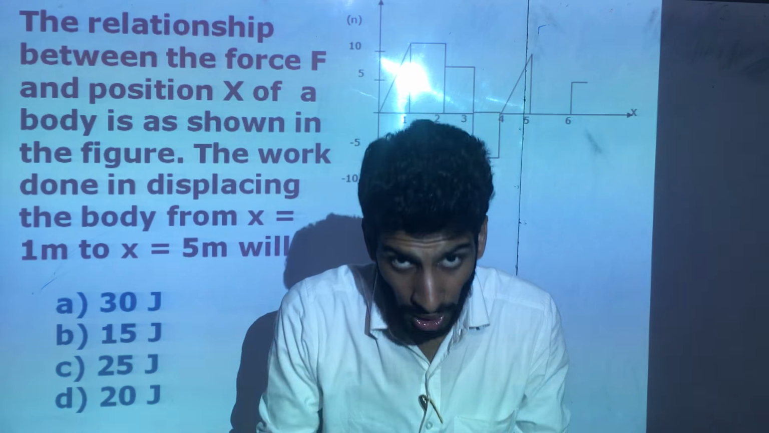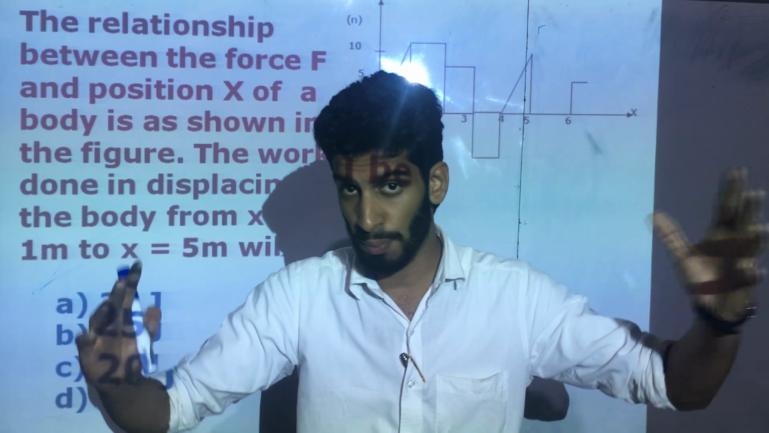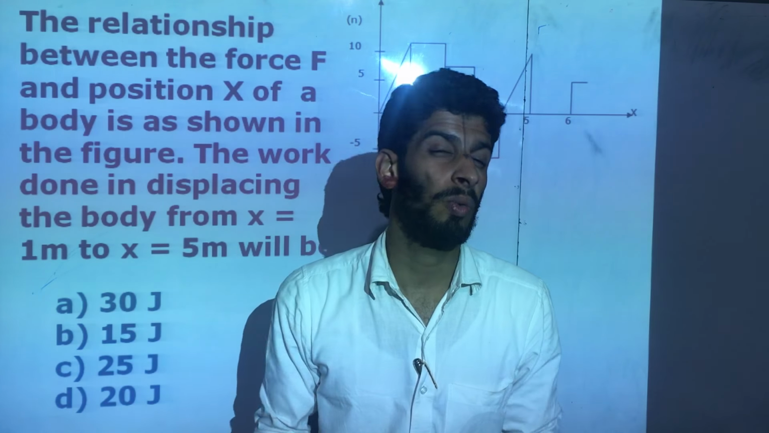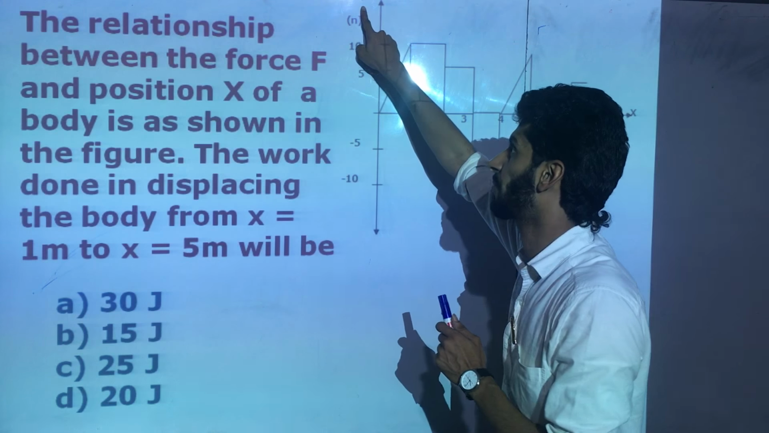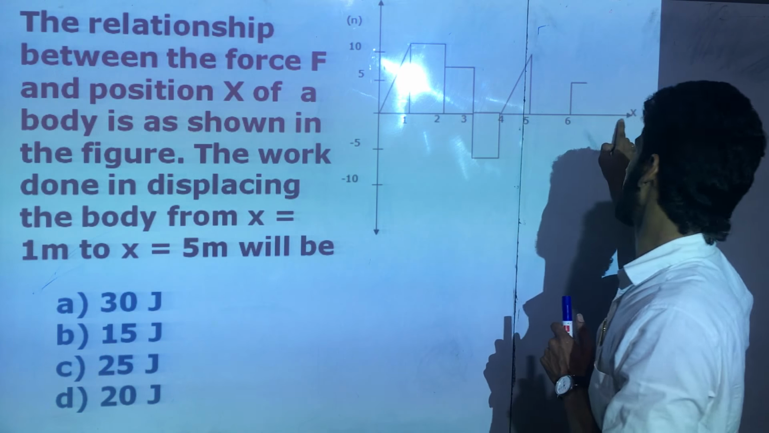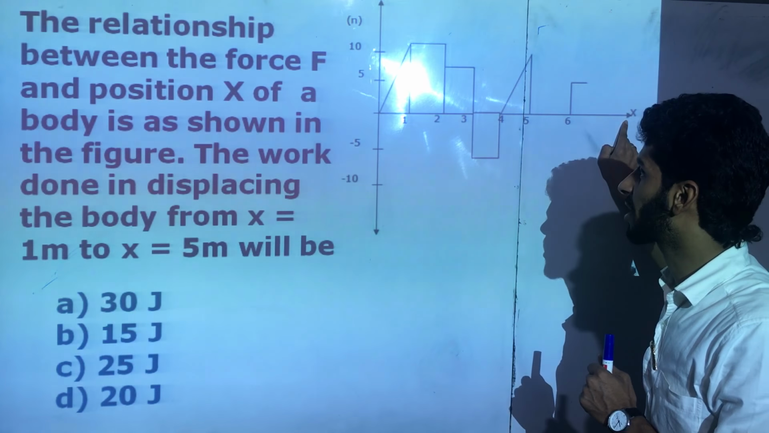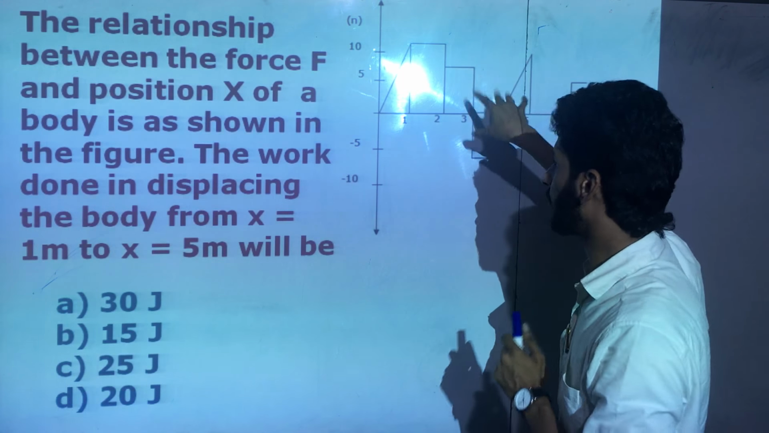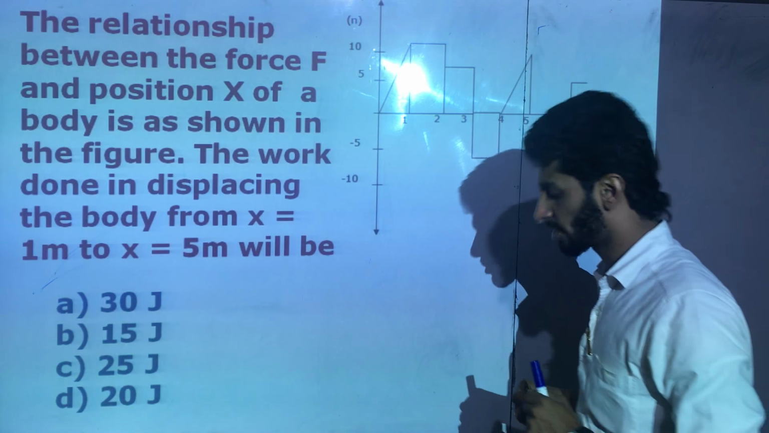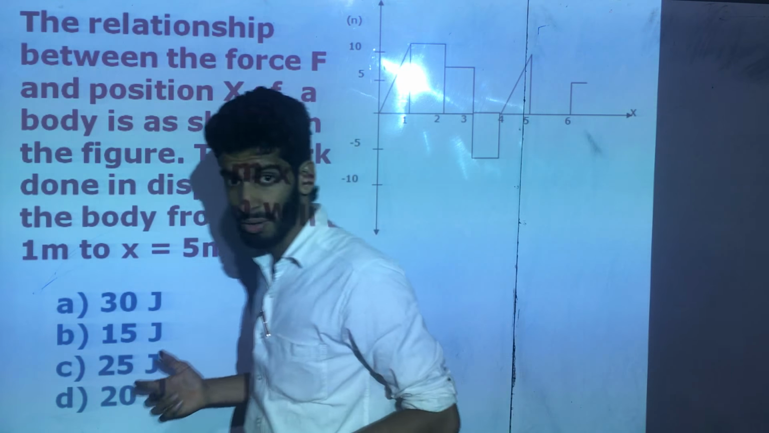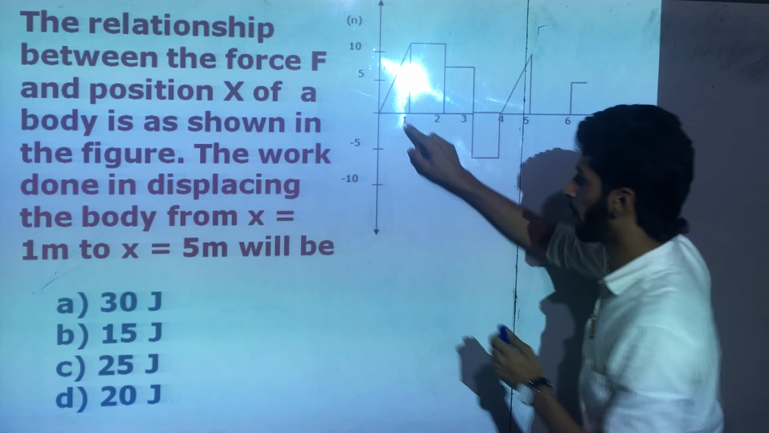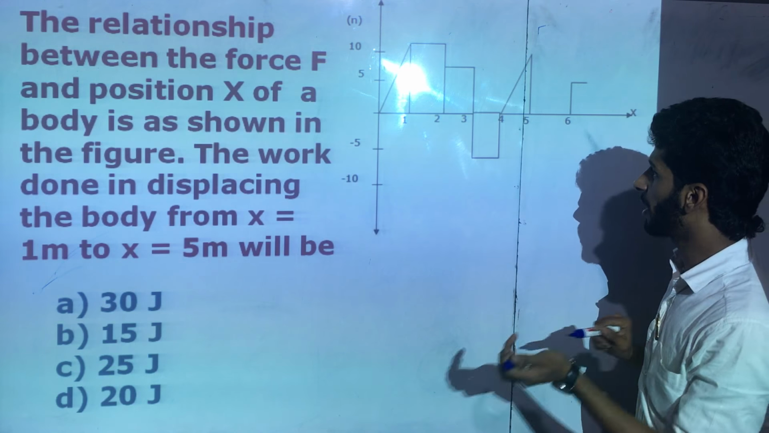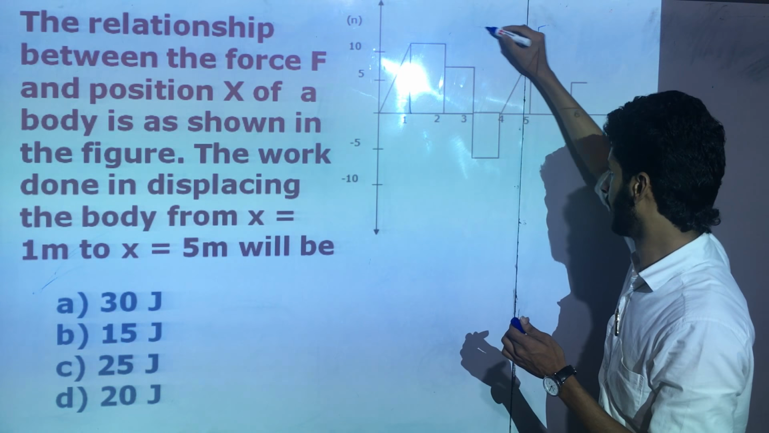If you want to find out the work done, and you're given the force-displacement graph, you need to find out the area under the curve. So this is force in terms of Newton, and this is displacement along the x-axis. But what they have asked is the work done from x equal to 1 to 5. So I need to find out the total work done in this portion.